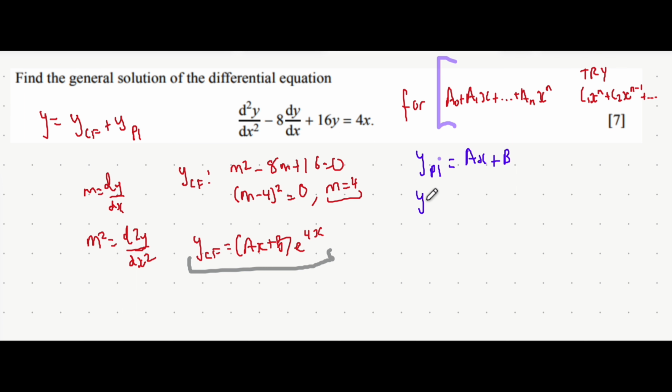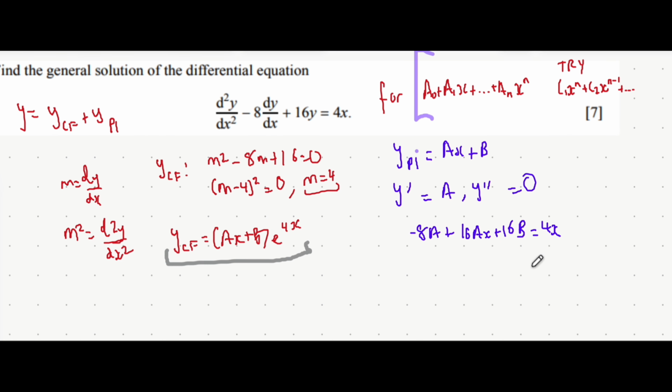But before we do, the first differential of y is just a, and the second differential is just the differential of a constant, which is 0. Putting that into this equation, we have 0, which I'm not even going to include, minus 8 times dy dx, which is minus 8a, plus 16 lots of y. So that's 16ax plus 16b. And that's all equal to 4x, which is the right side of the equation.